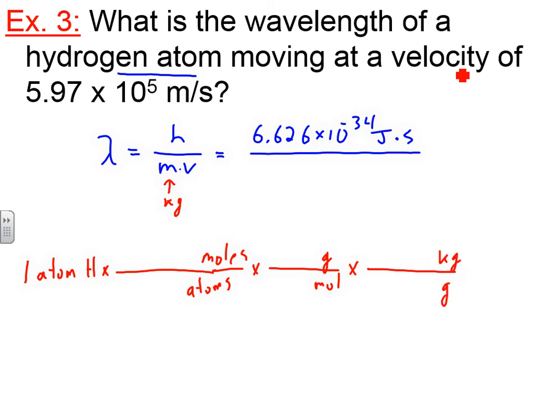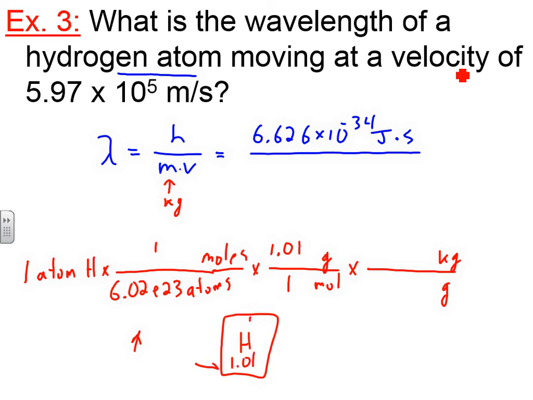We know that a mole has 6.02 times 10 to the 23rd atoms. This is Avogadro's number. And we know that a mole of hydrogen, if you take a look at hydrogen in the periodic table, has a mass of 1.01. Element number 1 has a mass of 1.01. Remember, this number here refers to the mass of a mole of that element. And then from grams to kilograms, you know that 1,000 grams is 1 kilogram.